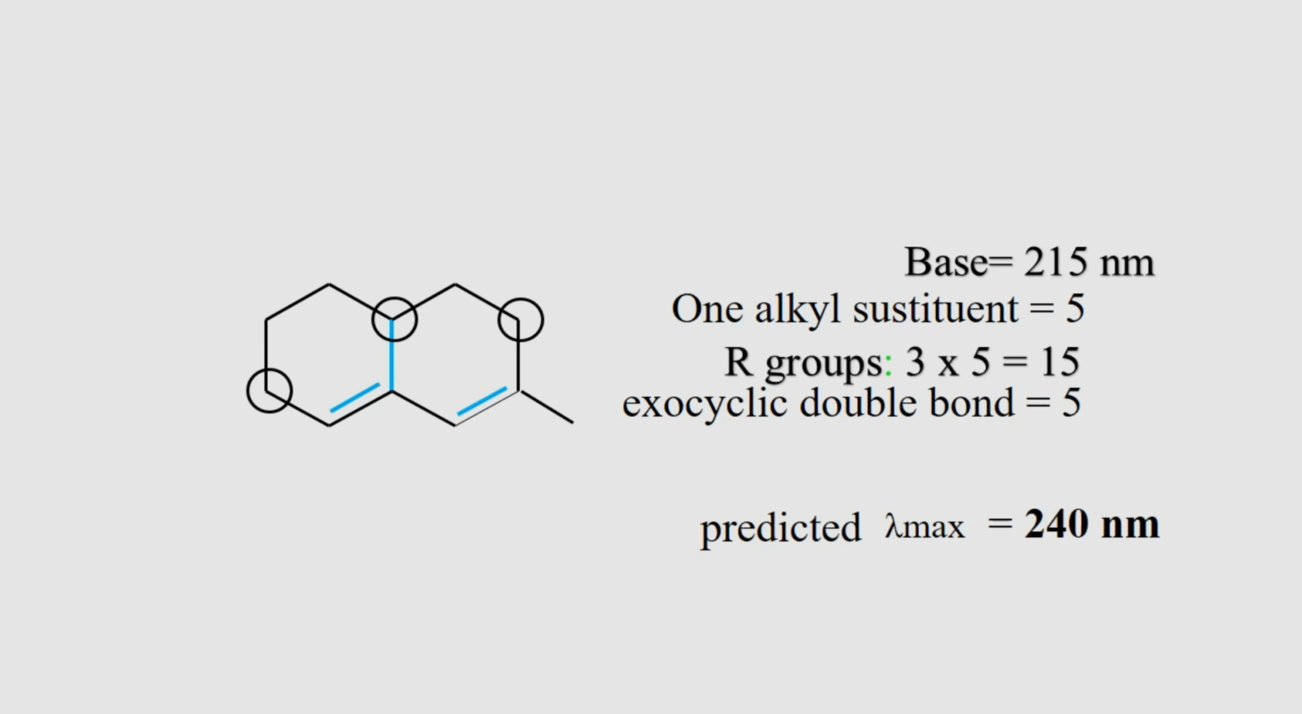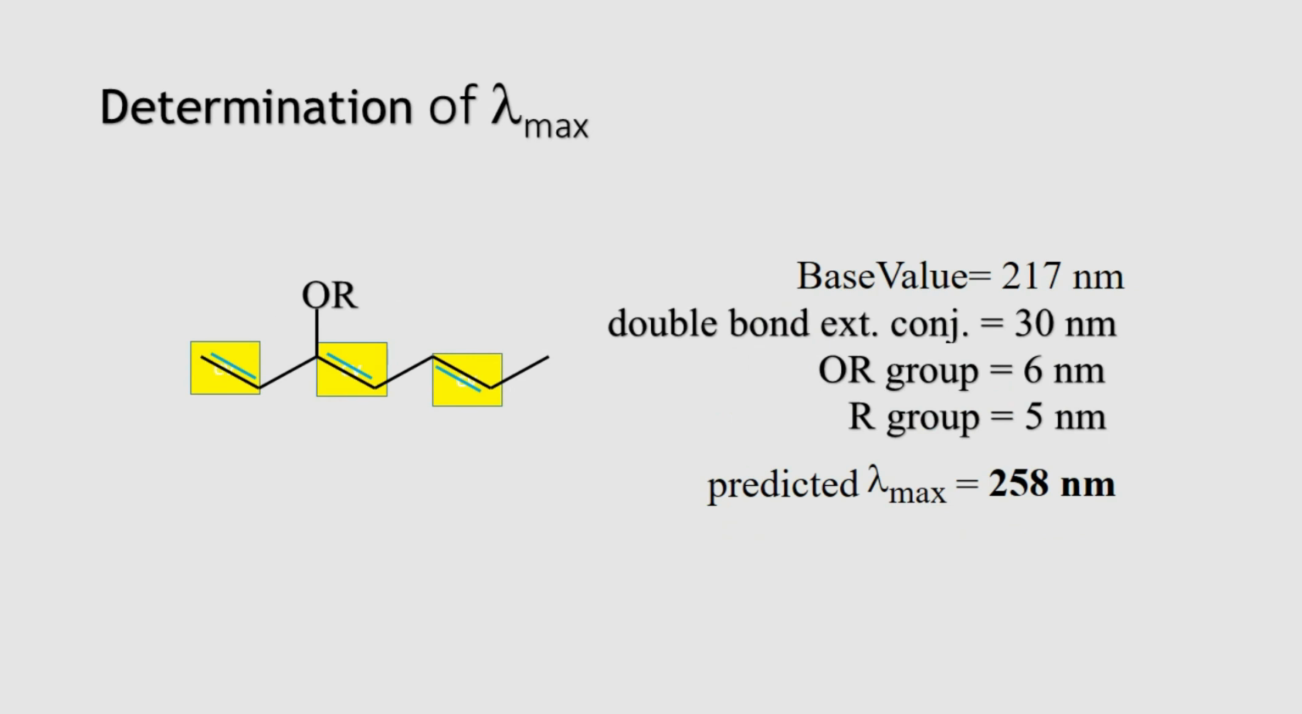Here you can find one more example in which an open chain structure is present. So we consider the basic value for that as 217 nanometer, and the total value that you find after applying all the rules is 258 nanometer. A double bond extending conjugation effect, so one extra double bond is present, and an alkoxy group is present, so you need to add 6 nanometer, and an R group is also present, which we consider as 5 nanometer. So the total is 258 nanometer.